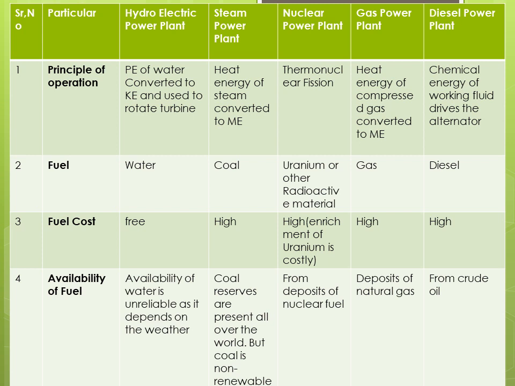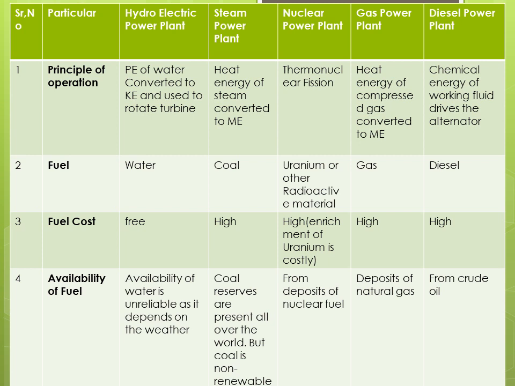So the fuel cost. In hydro, it is water, so it is freely available. In steam, the cost of coal is high. In nuclear power plant, the enrichment of uranium is very costly. Uranium itself is not so costly, but its enrichment that we use in the nuclear power plants is high, so its cost is high. In gas power plant, it is high. In diesel, the cost of diesel is high.